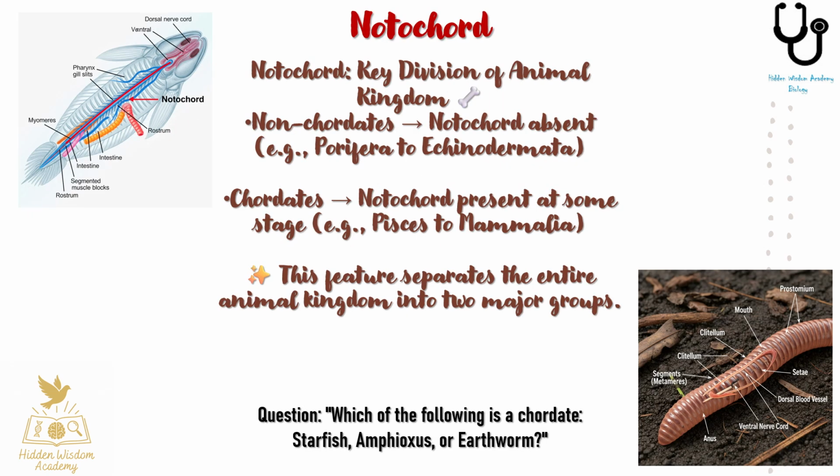Now let's talk about the notochord. The notochord is a flexible rod found in chordates during early development. It gives support and separates animals into 2 groups, non-chordates without a notochord, and chordates with a notochord at least in some stage. This is a key division in the animal kingdom.